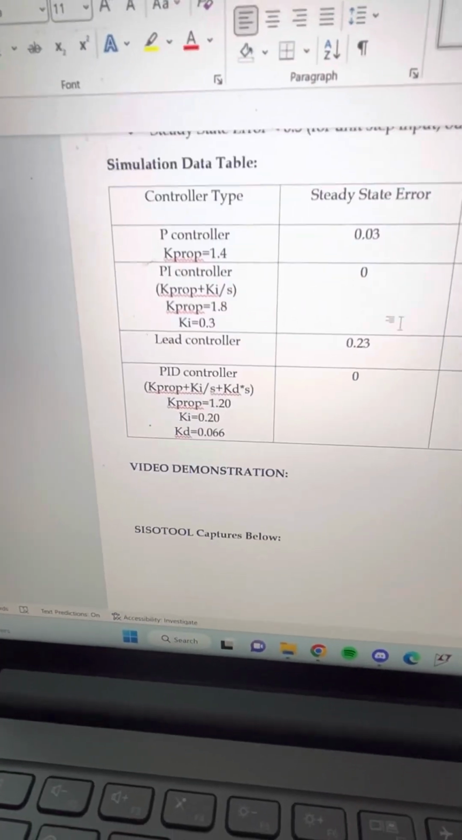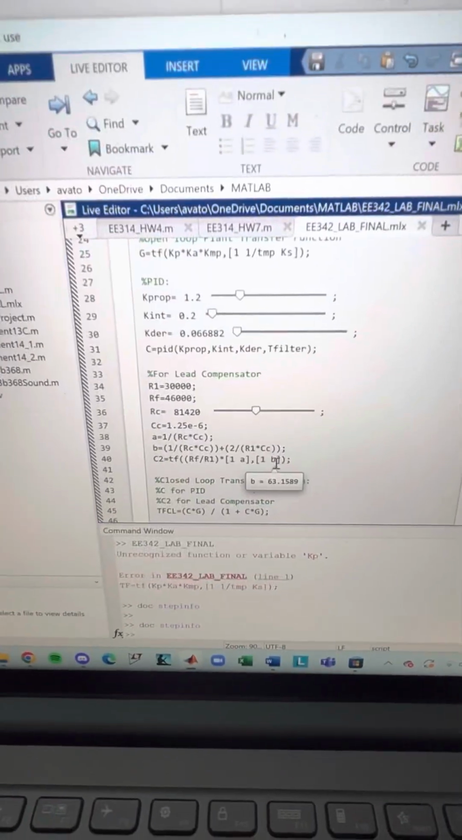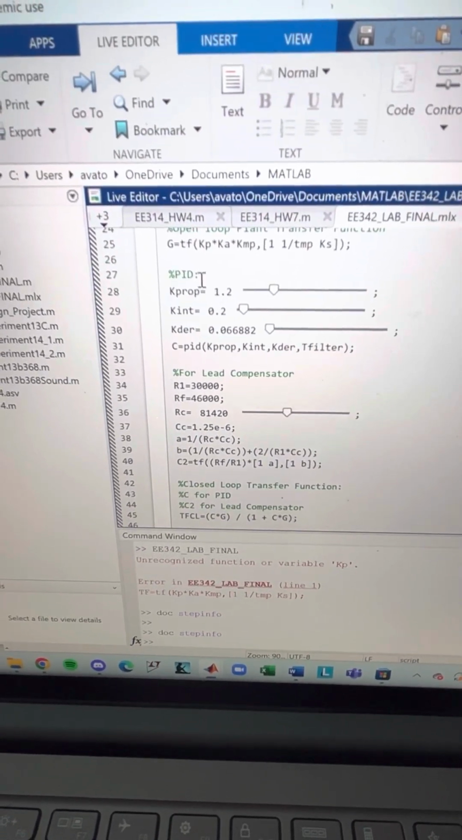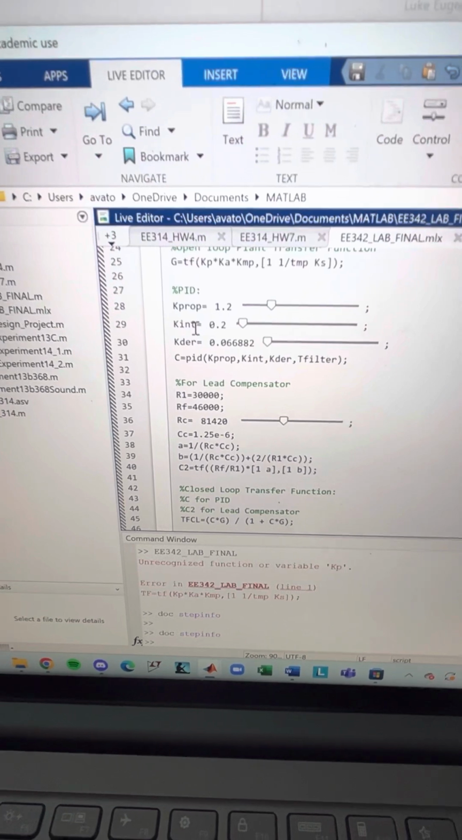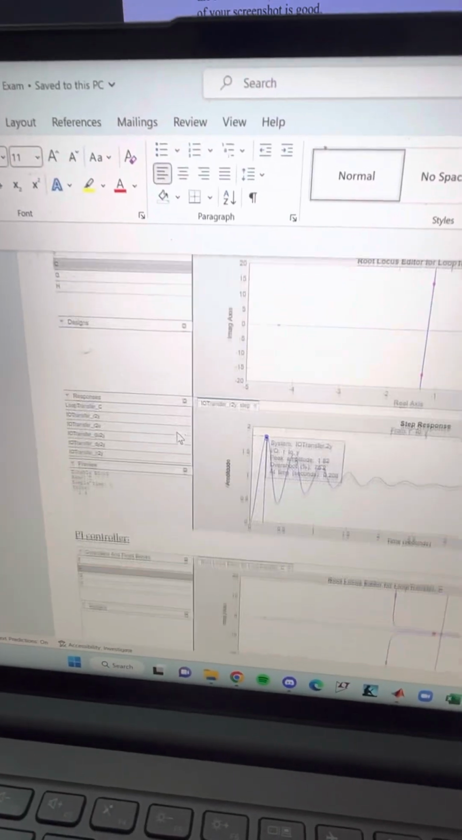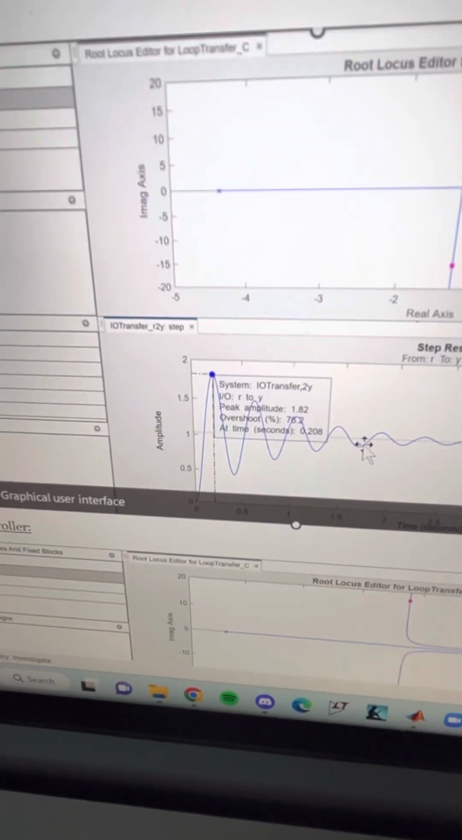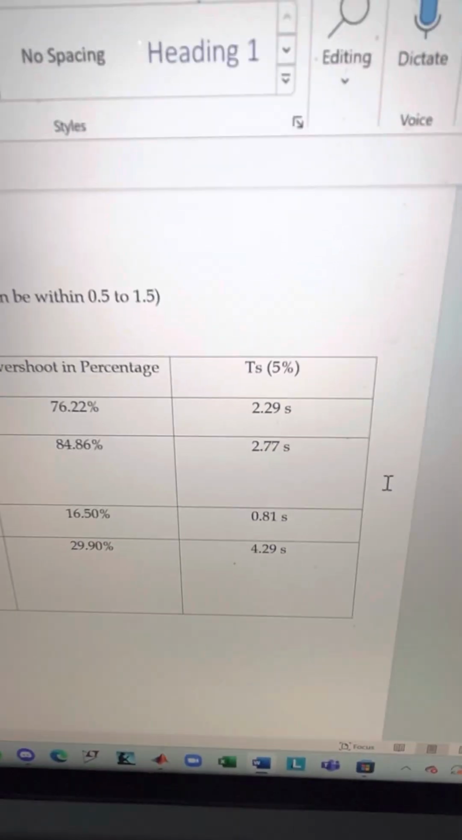First, the proportional control. I designed this by using the PID function on MATLAB and using these sliders. I had the integral control and derivative control set to 0. And I found that when I set the proportional constant to 1.4, I got this root locus plot and unit step response, which has a percent overshoot of 76.2%. And I also got the settling time of 2.29 seconds, which is in the requirement.